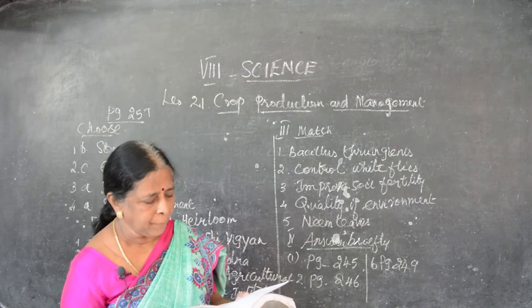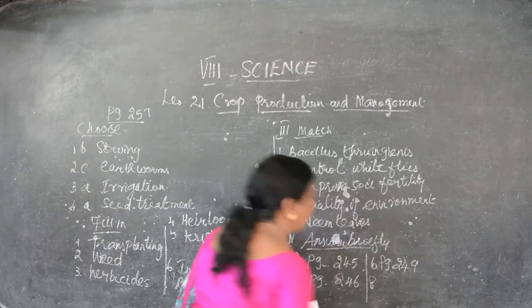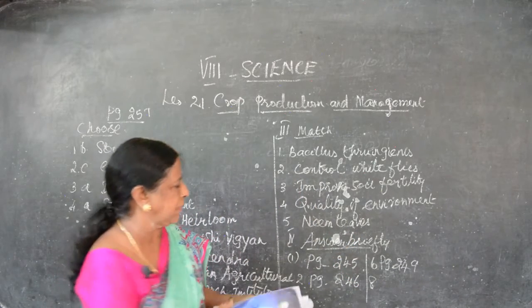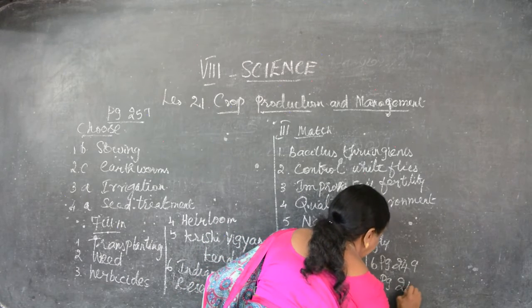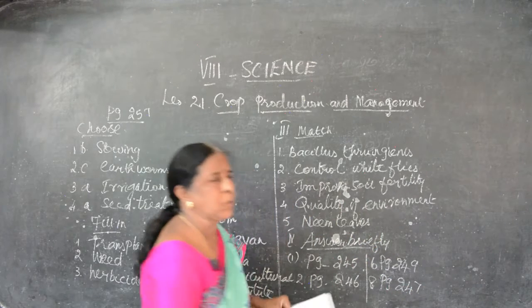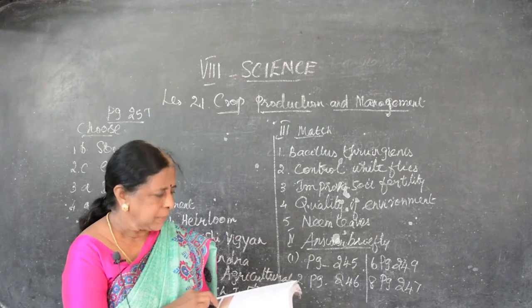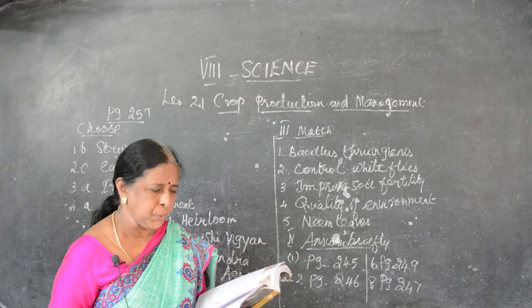And next one, question number 8. What is green manure? It's on page number 247. So how many short answers are in this? Only 4 short answers. 247. Children, take down 247. We have to mark what is green manure.